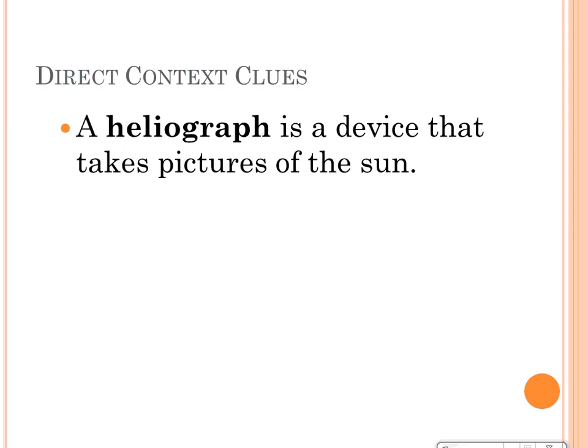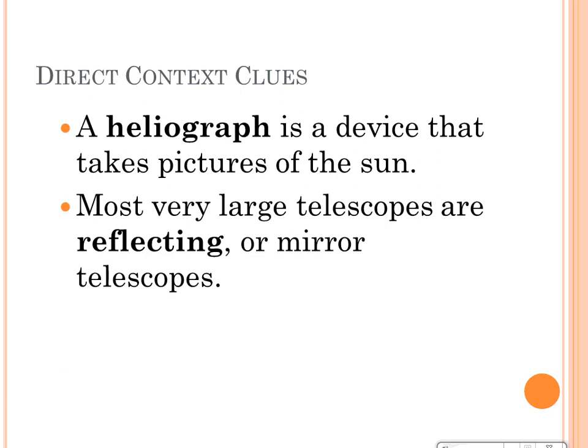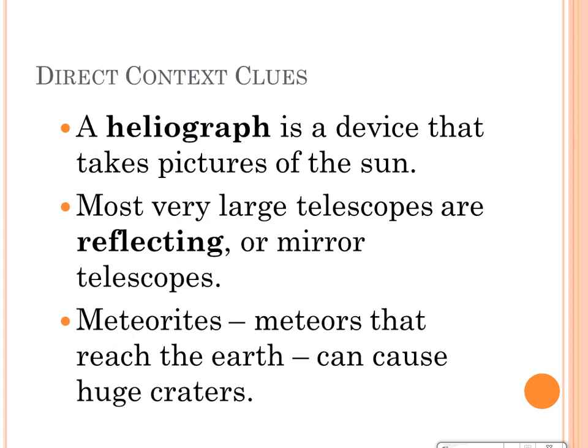Writers also explain meanings of a word by using punctuation marks, such as commas or dashes. Notice how the words in heavy type are explained in these two sentences. Most very large telescopes are reflecting, or mirror telescopes. Meteorites, meteors that can reach the Earth, can cause huge craters. As you can see in all of these sentences, the writer tells you directly what a word means.